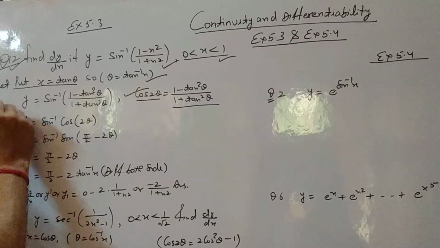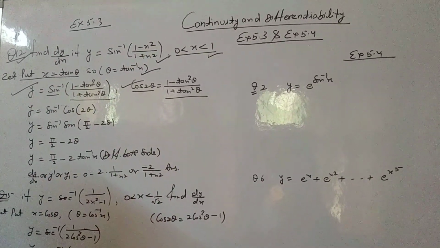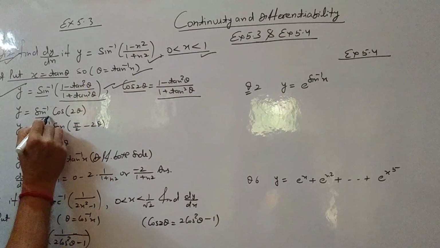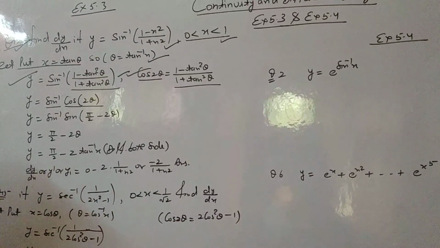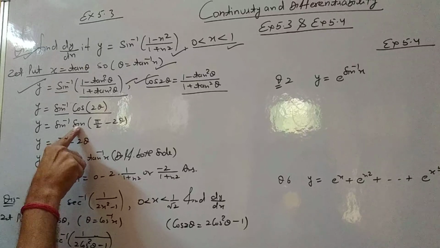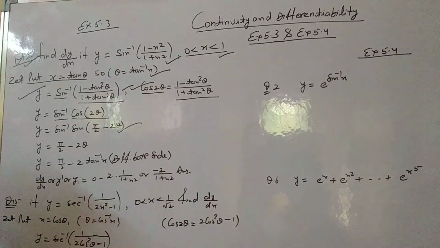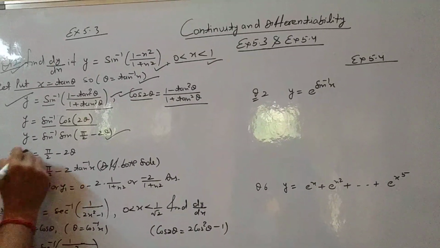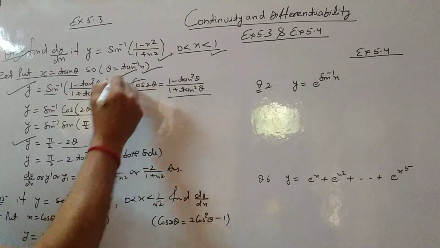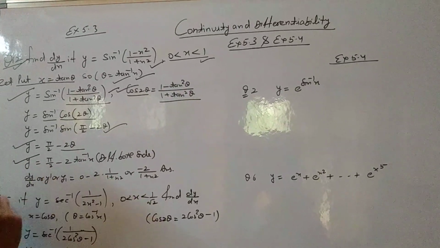Put x is equal to tan theta, then y is equal to sin inverse of (1 minus tan square theta upon 1 plus tan square theta). That can be written as sin inverse cos 2 theta, but we know that cos 2 theta can be written as sin of (pi by 2 minus 2 theta). So sin inverse and sin are cancelled. Now y is equal to pi by 2 minus 2 theta, and putting theta is tan inverse x, y is equal to pi by 2 minus 2 tan inverse x.